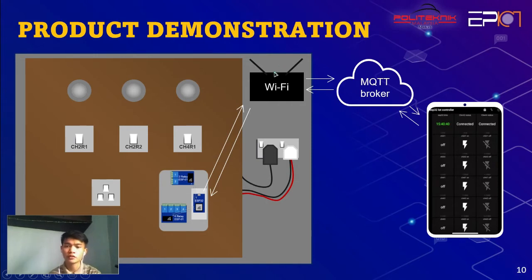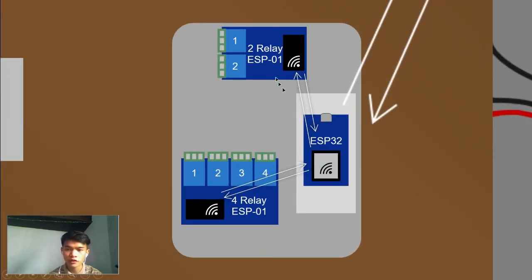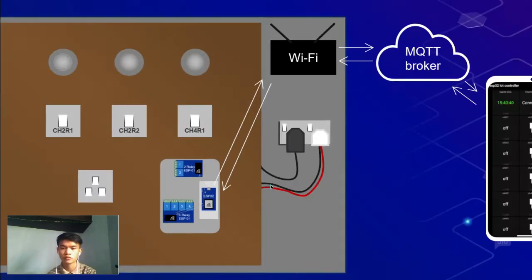The first thing is the user needs to have a Wi-Fi connection and a power source. Then they can start the hardware and software, and they can start our project fluently. As you can see here, ESP32 will be communicating with both of these two relays, or the user can add more if they want to.